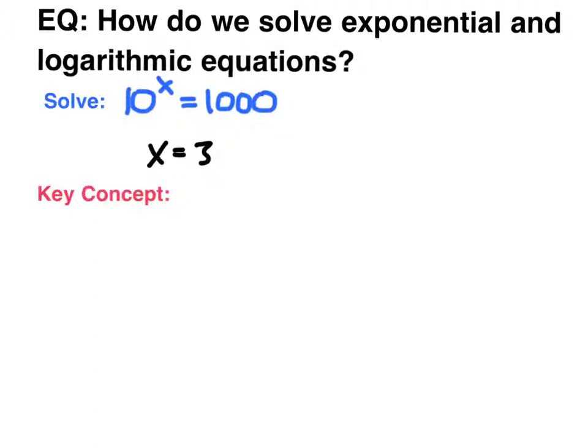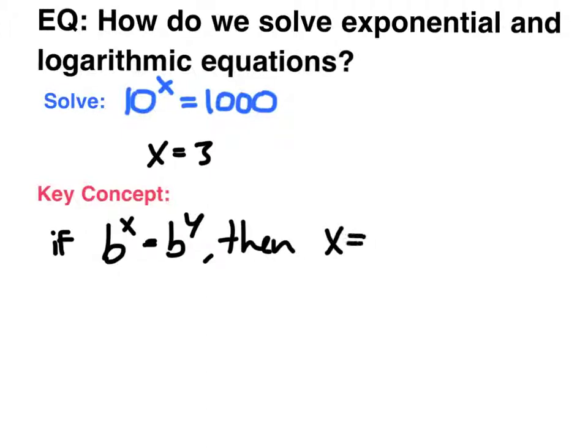Well, the key concept that we're looking for in exponential equations is if b to the x equals b to the y, then x equals y. So looking back at that example, I could rewrite 1,000 as 10 to the third. Since these have the same base of 10, I can just set their exponents equal to each other. x equals 3, which is what we got when we solved it regularly.